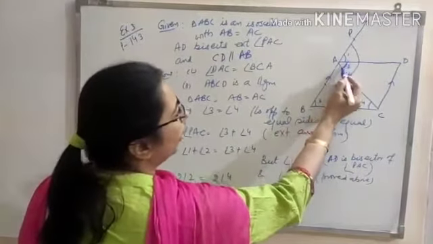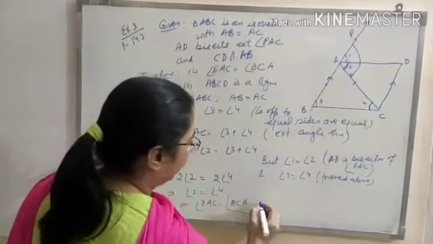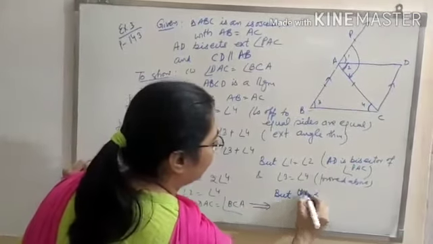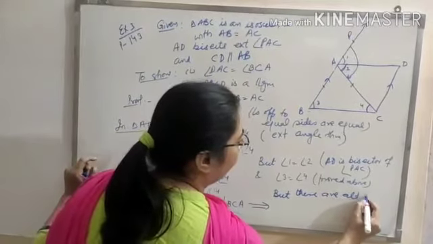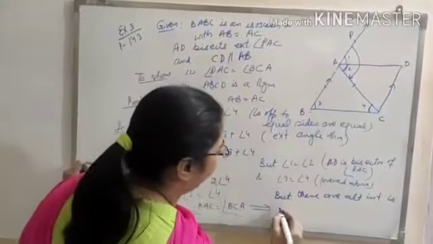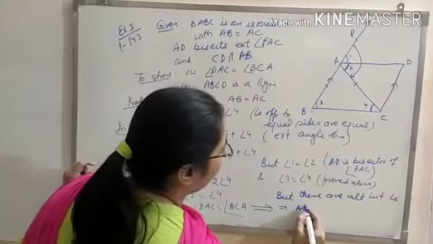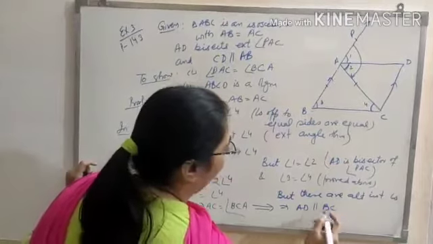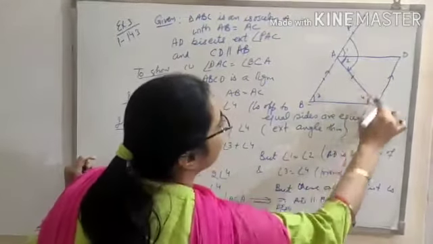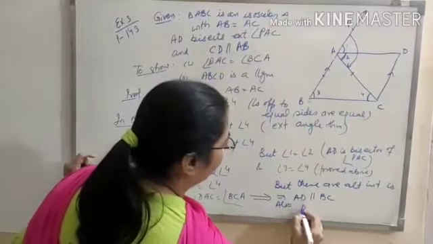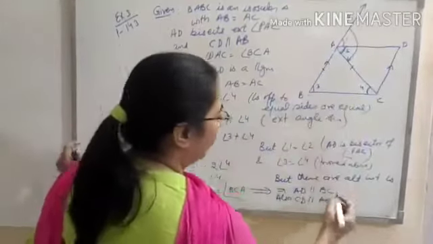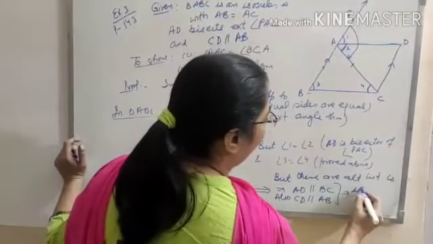As you can see, 2 and 4 are equal, but again these are alternate interior angles. You can see from the figure that 2 and 4 form the alternate interior angles. It means AD is parallel to BC, and CD is already given to you as parallel to AB. When opposite sides are parallel, it means ABCD is a parallelogram.